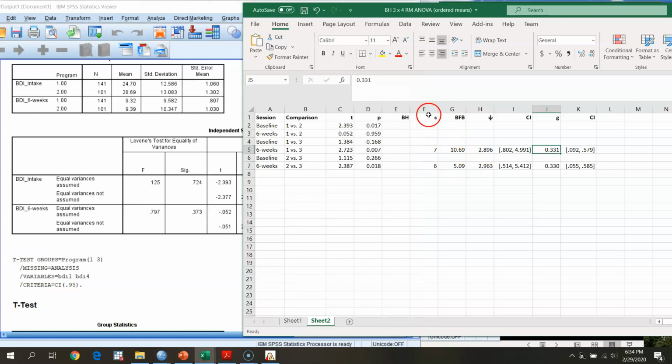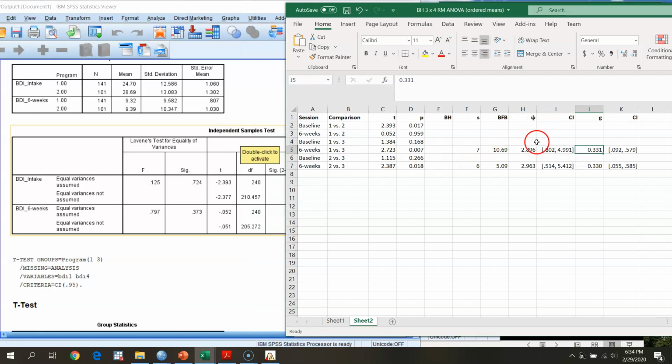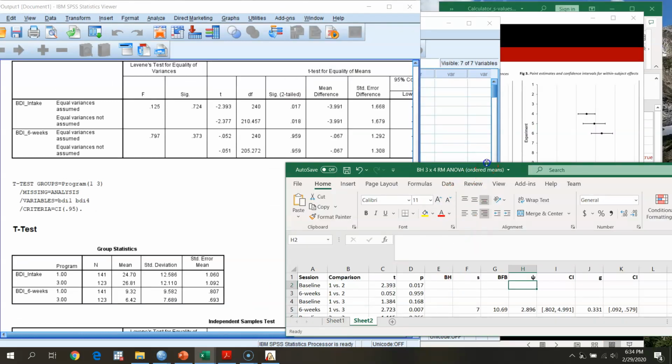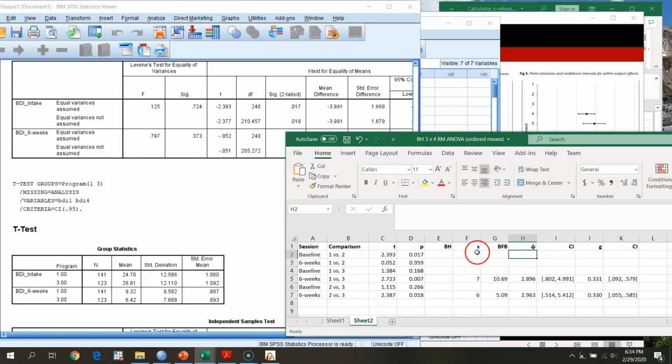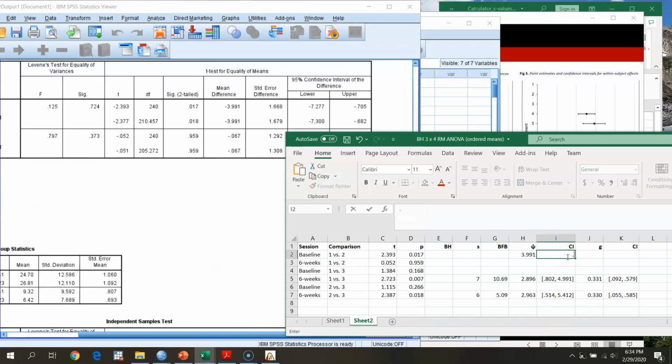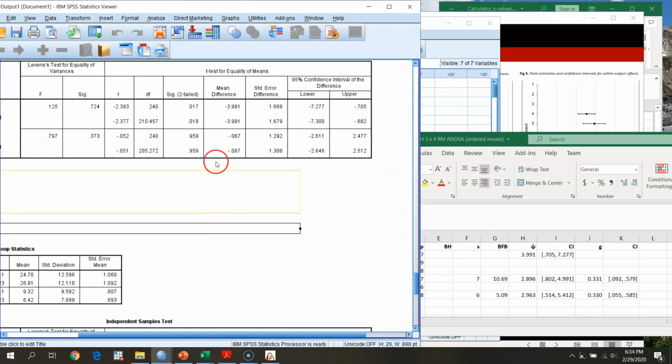All right, so I've got to get this up so I can see what's happening here. Okay, here we go. So my mean difference is 3.991. My confidence bound for this is going to be 0.705, 7.277. Okay. I'm going to calculate an S value here.